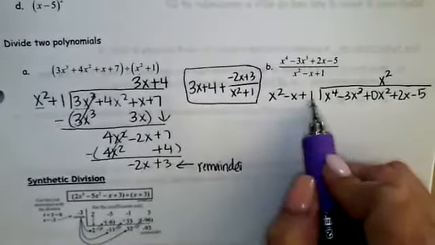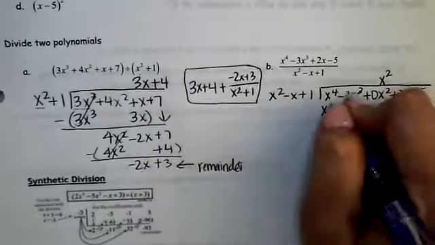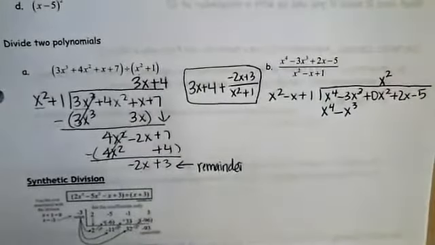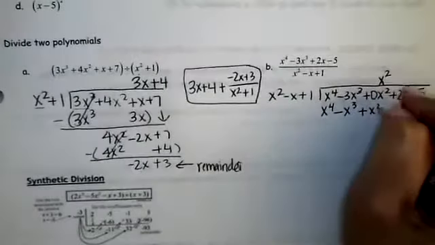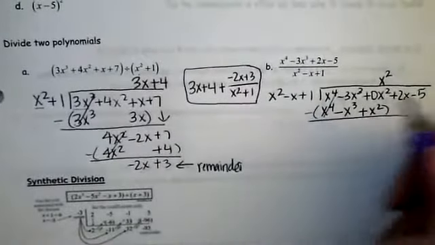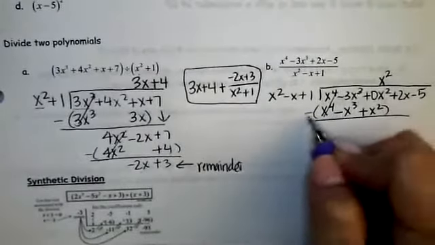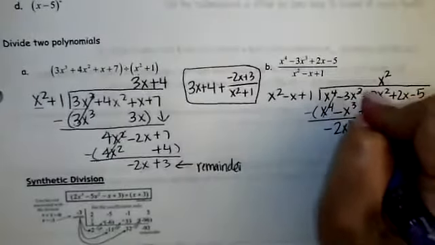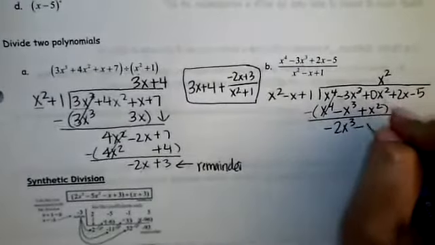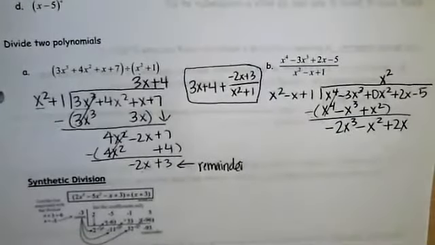Now I'm going to take this and multiply it times our divisor here to get the entire next row. So x squared times x squared is x to the fourth. X squared times negative x is negative x cubed. X squared times 1 is x squared. And I subtract the whole thing. Now x to the fourth minus x to the fourth is 0. Negative 3x cubed minus a negative x cubed, those two signs are going to cancel out, so I get a negative 2x cubed. And then 0x squared minus an x squared gives me a negative x squared, and I can bring down the next term. We start the process again.